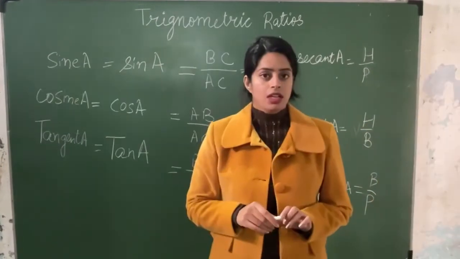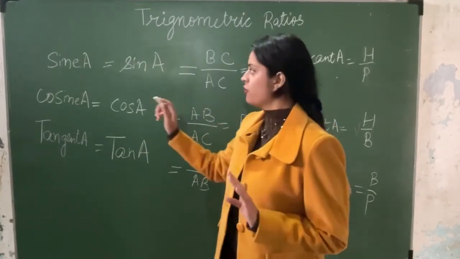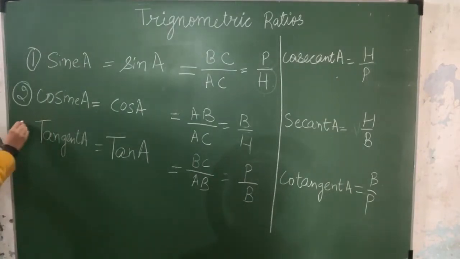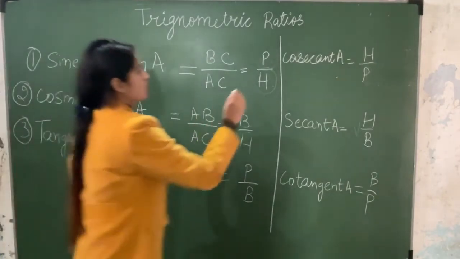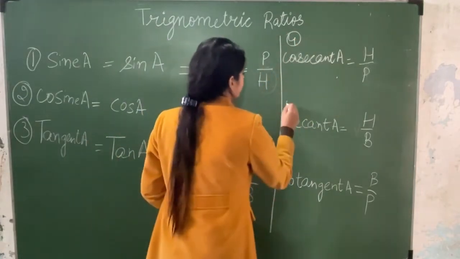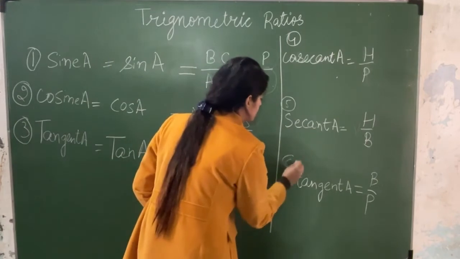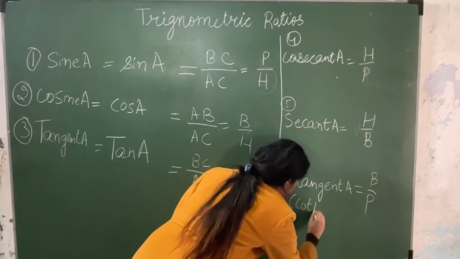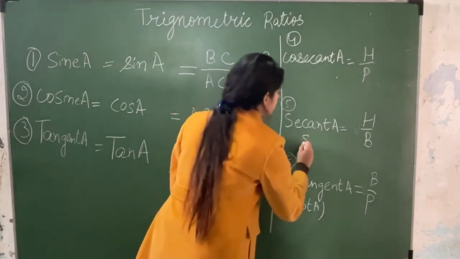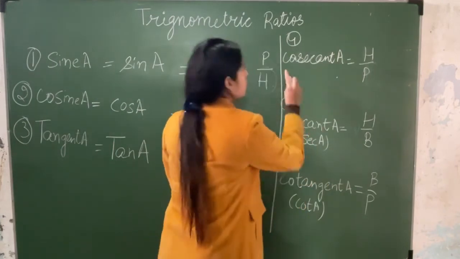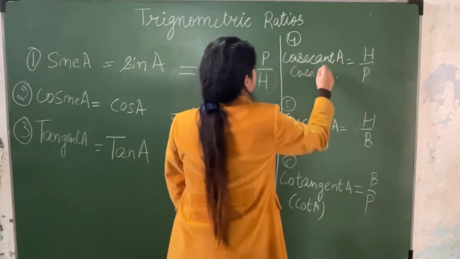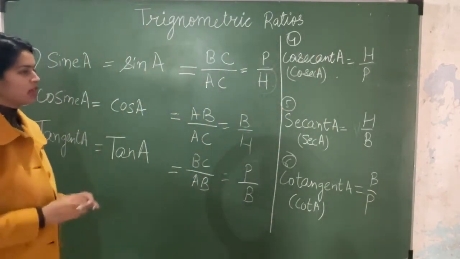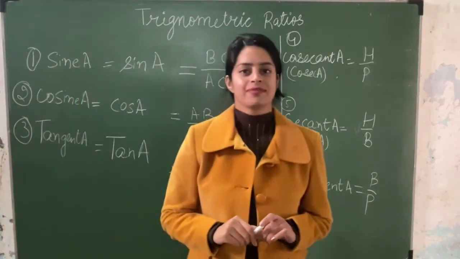Got it? So these are the 6 trigonometric ratios. Our first ratio is sin A, second is cosine A, third is tangent A, fourth is cosecant A, fifth is secant A, sixth is cotangent A. The short form of cotangent is cot A, the short form of secant is sec A, and the short form of cosecant is cosec A. Note down the ratios in your notebook and we will discuss something interesting about the trigonometric ratios.